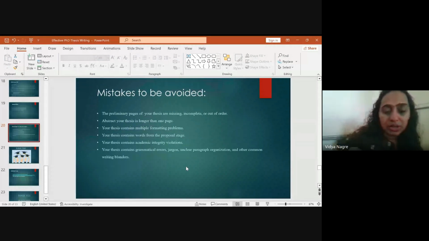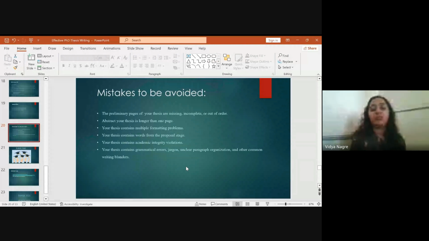Thereafter, there should not be any formatting or grammatical errors in your thesis, which creates a very wrong impression and wrong conclusions also. At the same time, your thesis should not contain wording from the proposal stage. In the proposal stage, we propose a topic, so it is written in, let's say, future tense, that I will be doing this. But once you write a thesis, your work is completed, your research is completed. So it has to be written in the past tense itself.